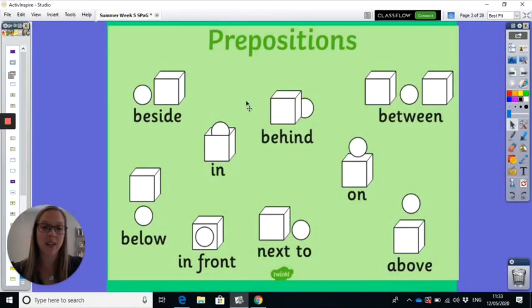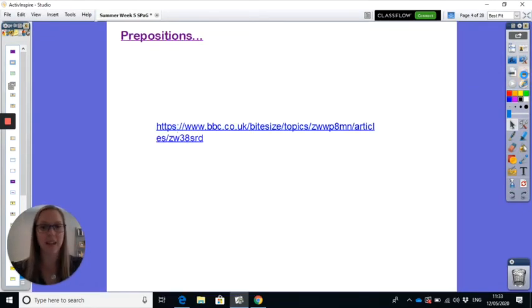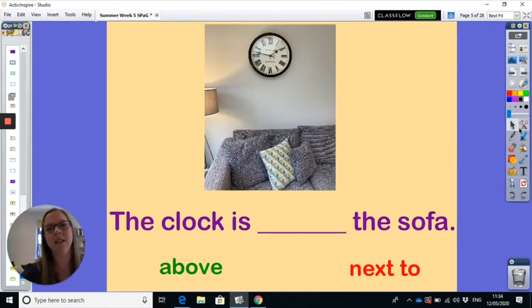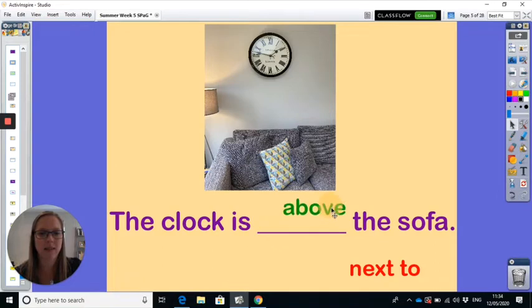So in that video, they used the preposition "behind" to make the sentence make sense and to add a bit more detail. Okay, so here we've got some sentences, we've got a picture clue to help you, and you have got to pick the preposition which makes sense in that sentence. The clock is the sofa. So the preposition explains where the noun is. The noun is clock. Where is the noun? Is it above the sofa or next to the sofa? Which preposition makes sense in that sentence? It's above. The clock is above the sofa.